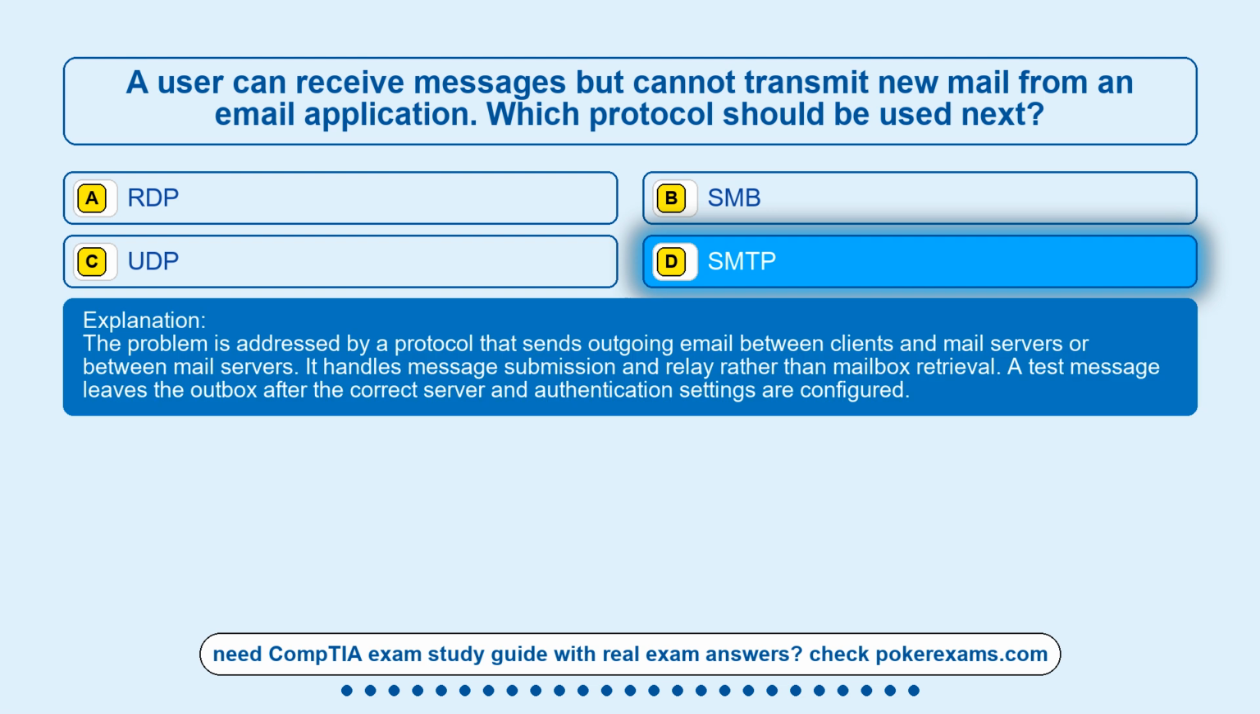The problem is addressed by a protocol that sends outgoing email between clients and mail servers or between mail servers. It handles message submission and relay rather than mailbox retrieval. A test message leaves the outbox after the correct server and authentication settings are configured.